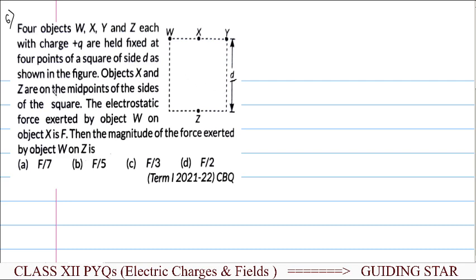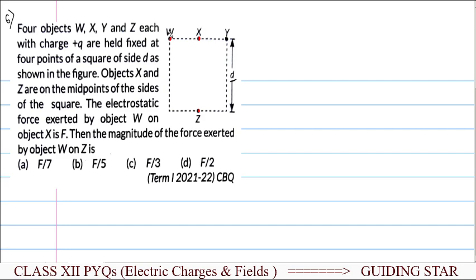Objects X and Z are at midpoints of the sides of the square. The electrostatic force exerted by object W on X is F. So the force exerted by W on X is how much? F.